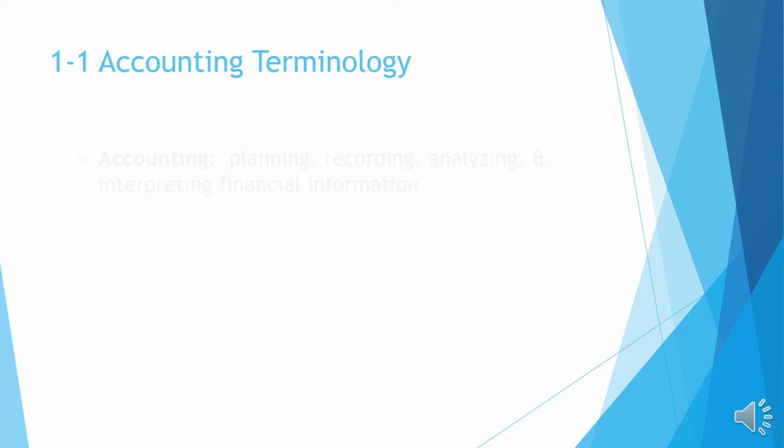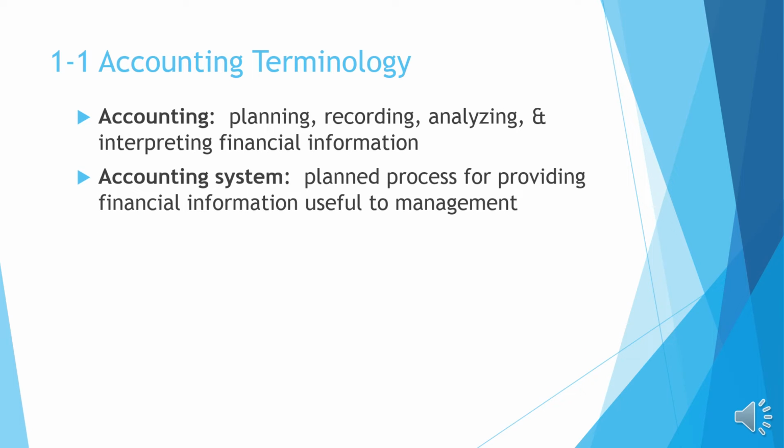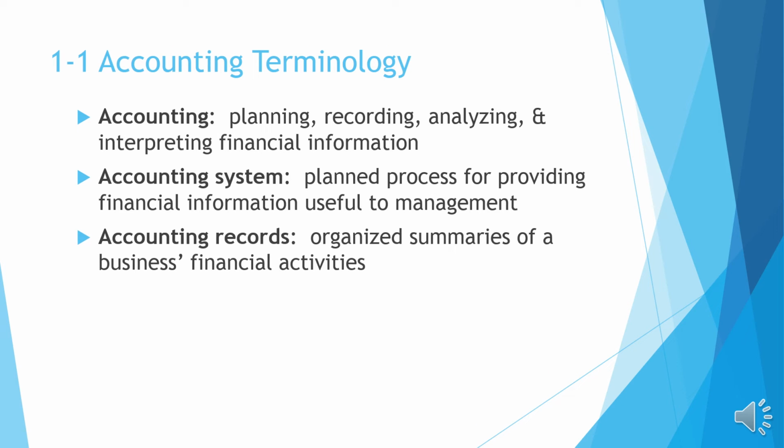Let's take a look at some accounting terminology. Accounting is the planning, recording, analyzing, and interpreting financial information for a business. An accounting system is the type of system that a business will use that will help them plan a process for providing financial information that will be useful to management. Accounting records summarize in an organized fashion the business's financial activities.